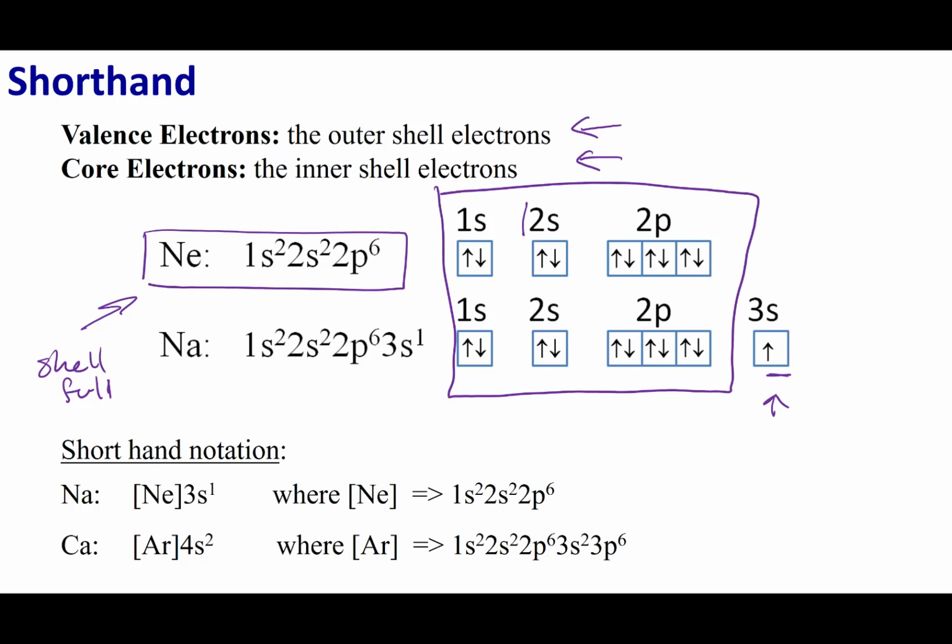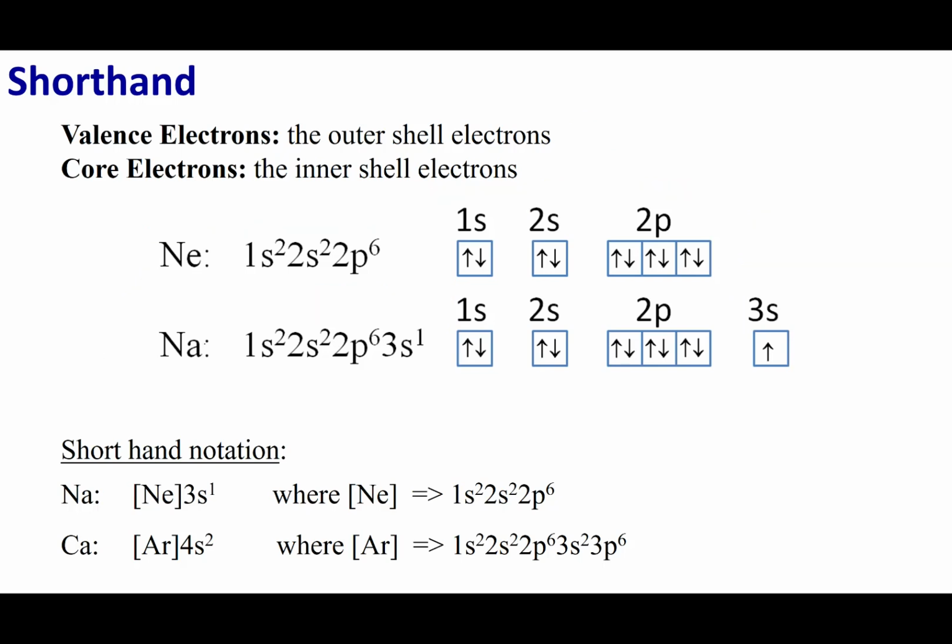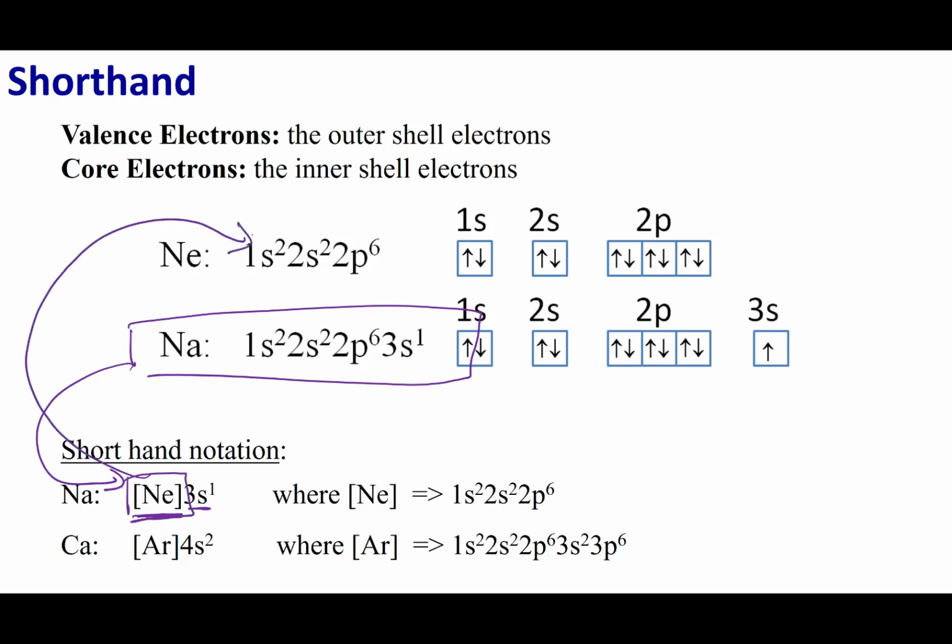The core electrons are going to be in shells which are completely filled. And so what I can do is describe my core electrons in terms of a noble gas. So instead of writing sodium like this, I can say that sodium has a neon core, and then on the outside, it has 1 electron in the 3s orbital. And when I say it has a neon core, I'm saying this is the inside configuration.